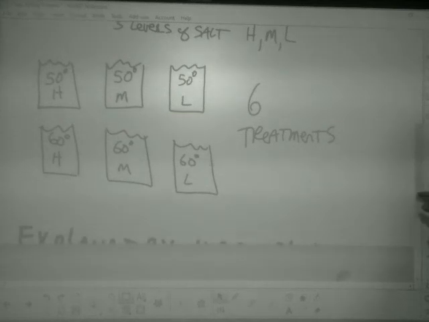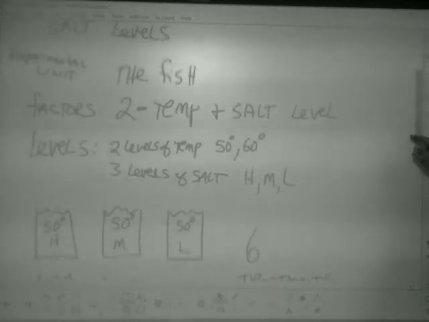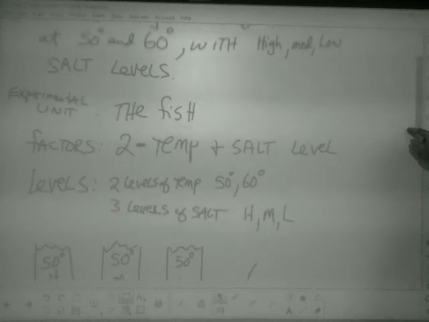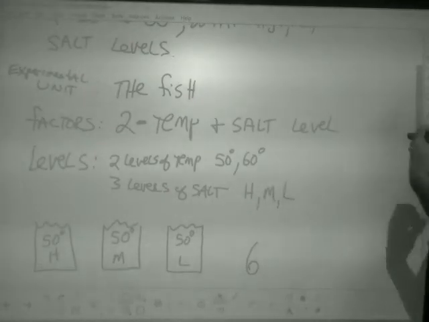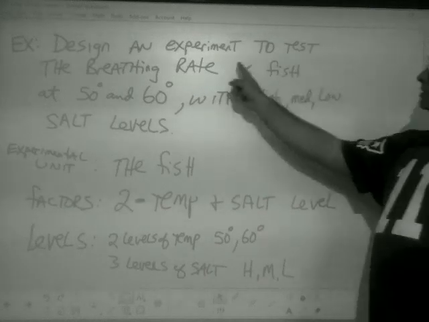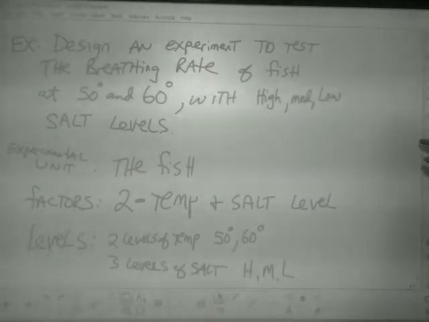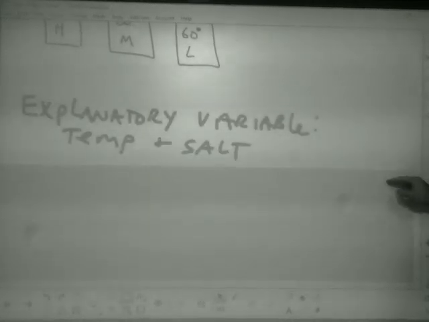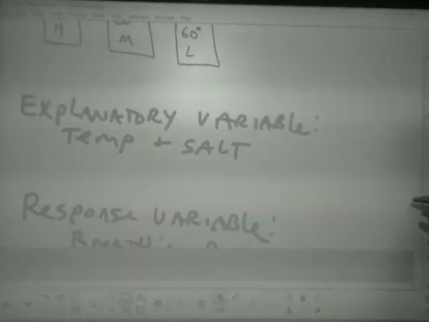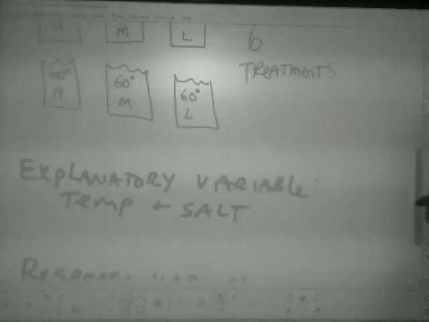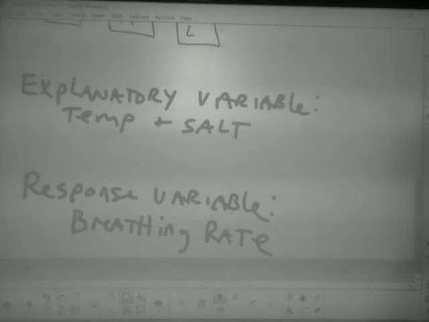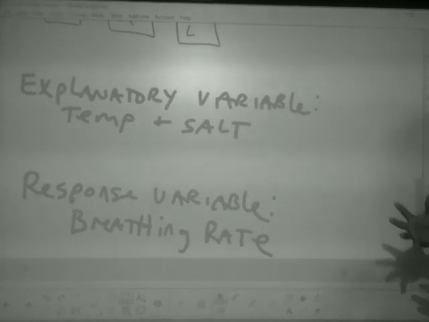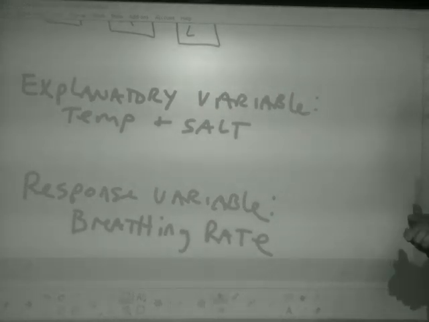Now, the explanatory variable in this case is what am I inputting? I'm inputting temperature and salt. The response that I'm measuring is the breathing of the fish. So the explanatory variable is the temperature and the salt, and the response is the breathing rate of the fish. And that's the beginnings of working with experiments.